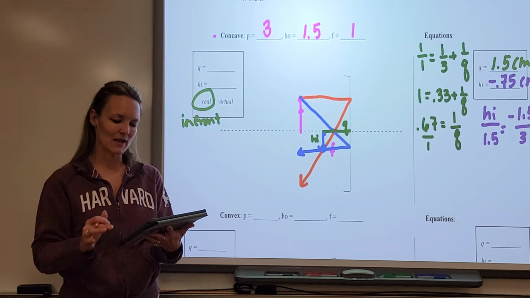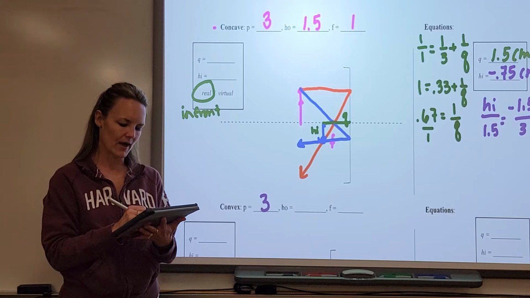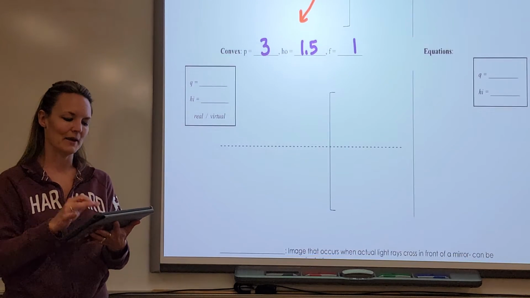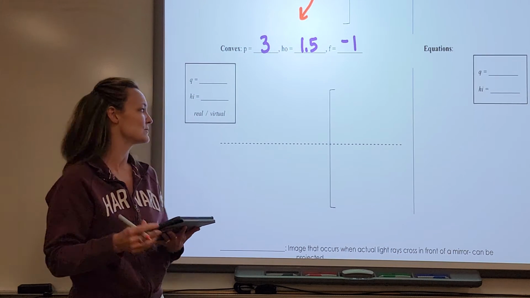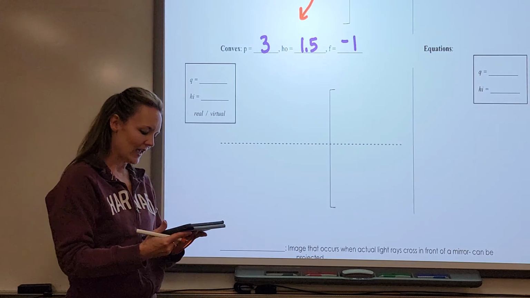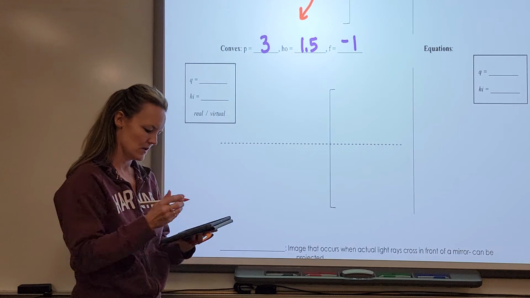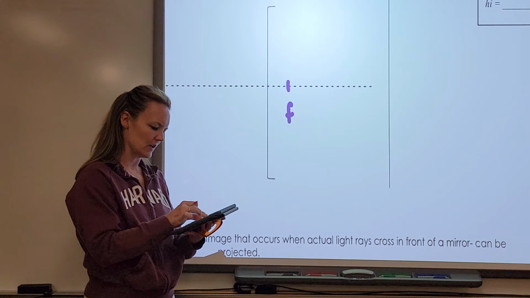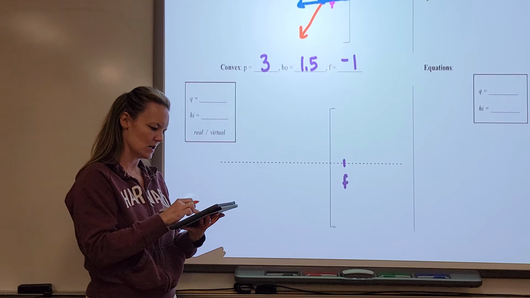We're going to use those same numbers, but we're also going to do it for convex. So the P is going to be 3, the height is going to be 1.5, and the focal point is going to be 1, but because it's convex, you got to throw a negative sign on there, which means when you measure out the focal length, you have to measure behind the mirror. Okay, so I need to measure 1 centimeter behind the mirror, and I need to mark it as F. I then need to measure 3 centimeters in front of the mirror.